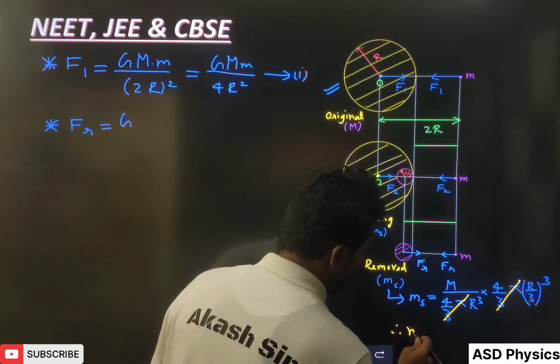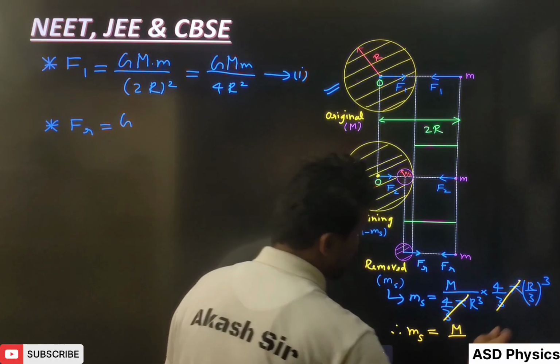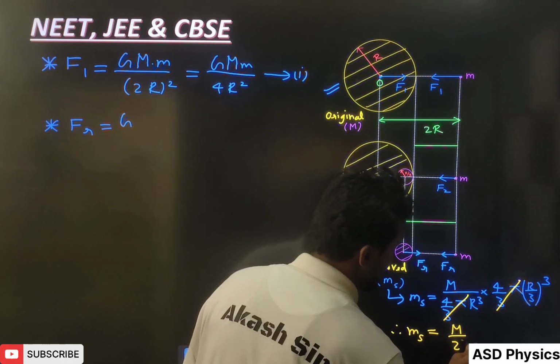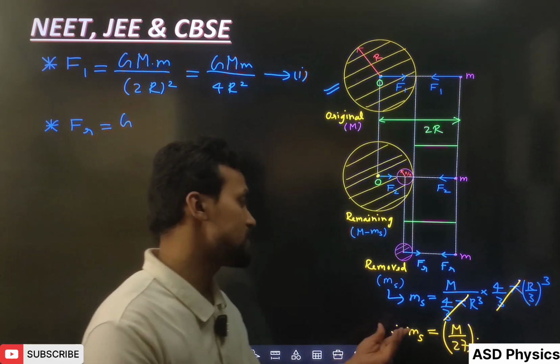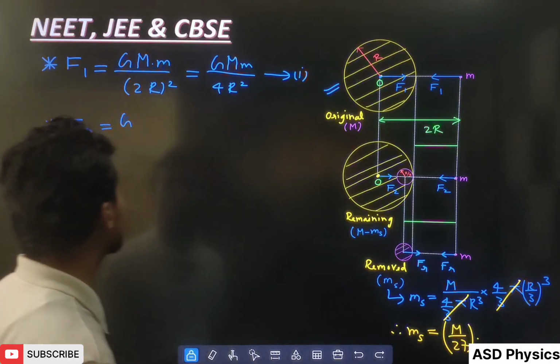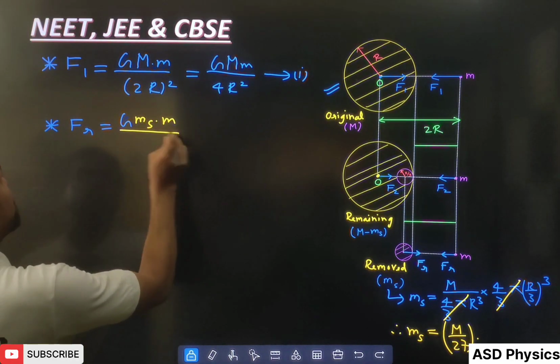So we can write here, this Ms will be what here? This you can see M, and what will come here? See, 3 cube. That means it will become here 27. So the mass of the removed sphere, how much here? You can see very well, Ms value is M by 27. So let me write here, this is the Ms into m, is it?